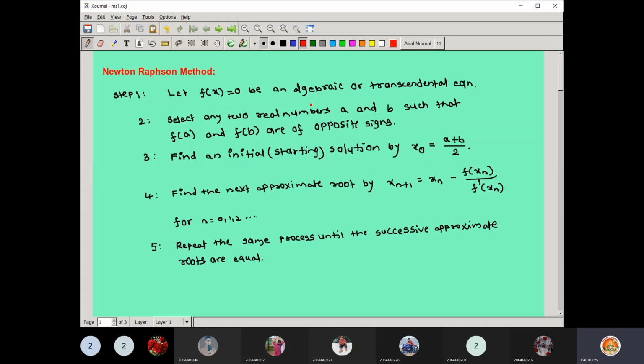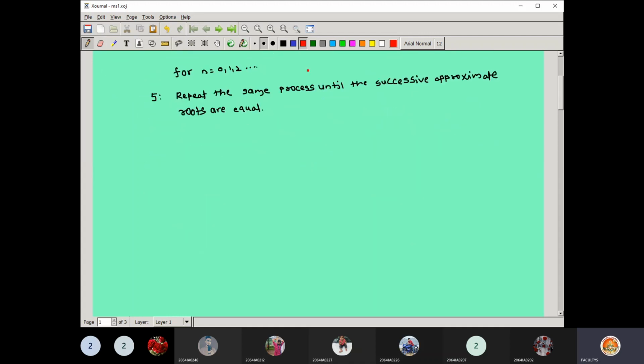Repeat the same process until the successive approximate roots are equal. Once the successive approximate roots are equal, there you can stop the process. That gives you the solution of the given equation. So this is the brief procedure of the Newton-Raphson method. Based on that, we directly enter into the problems.